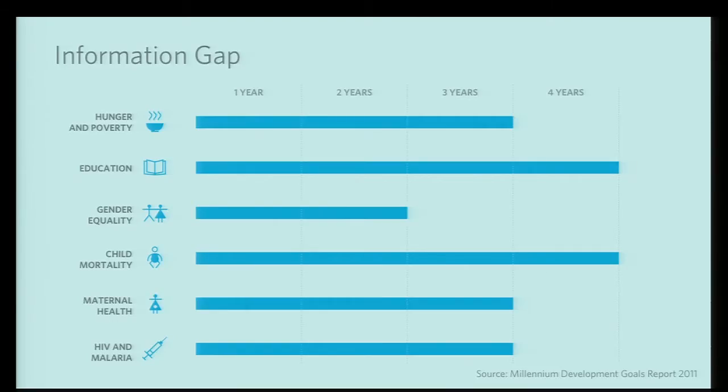Right now, we only get information about the vulnerable 2 to 5 years after the event, which is great if you want to write a historical paper about what happened to people, but it's no good if you're actually trying to design real-time interventions and save lives. So you can see this is information from the latest Millennium Development Goals report, and most of the information is still trying to explain what happened in 2008, 2009, never mind what's actually going on right now. So we have a non-trivial problem to solve.